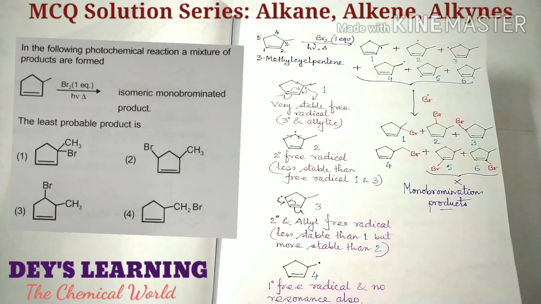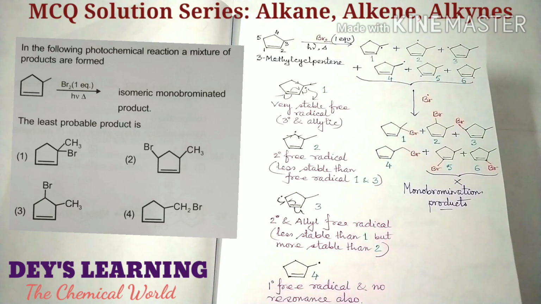Now if one H dot, that is a hydrogen free radical, is removed from carbon number 3, this free radical 1 is obtained. If one H dot is removed from carbon number 4, free radical 2 is obtained. If one H dot is removed from carbon number 5, free radical 3 is obtained. If one H dot is removed from the methyl group present outside the ring, free radical 4 is obtained. If one H dot is removed from carbons 1 and 2, free radicals 5 and 6 are formed respectively.